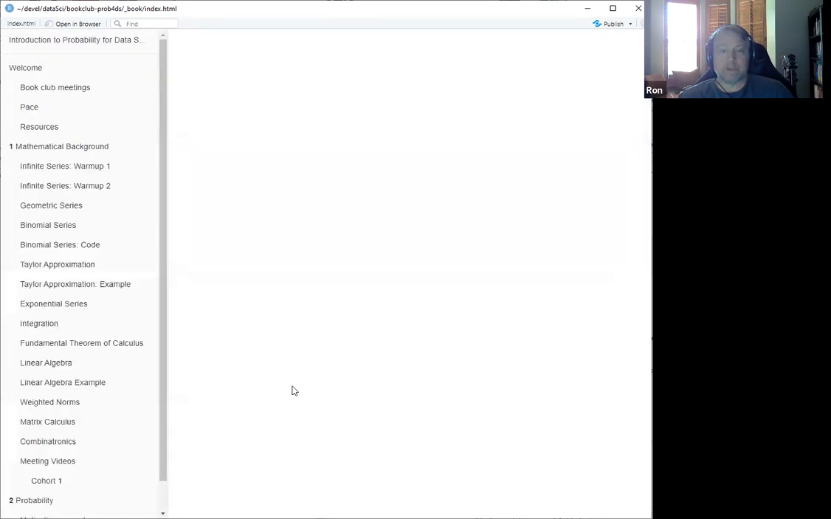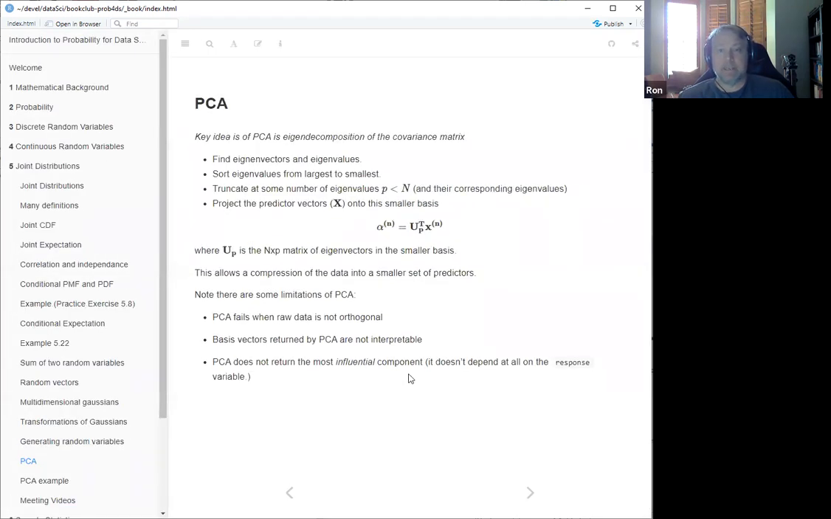Okay, so PCA. The key idea, the way the text says it, is the eigen decomposition of the covariance matrix, which we've been talking about. The breakdown of PCA as presented in the text is, first you find the eigenvectors and eigenvalues of your covariance matrix for your variables, your predictor variables, right?